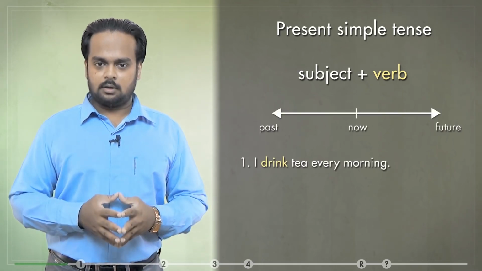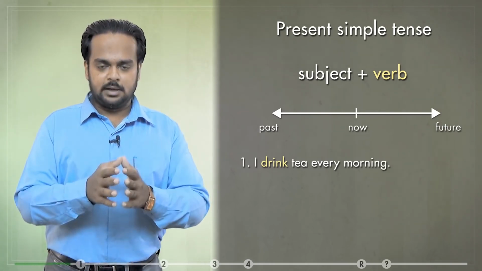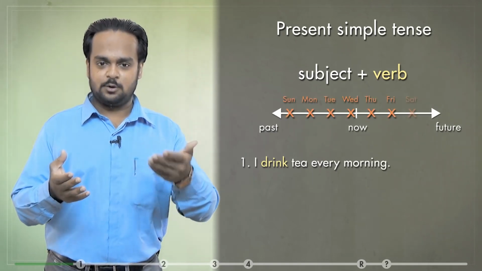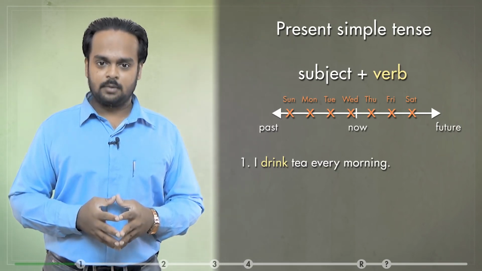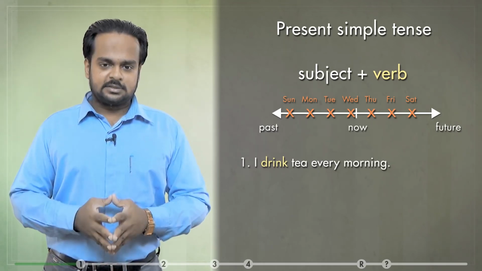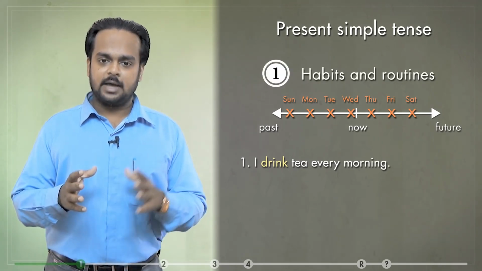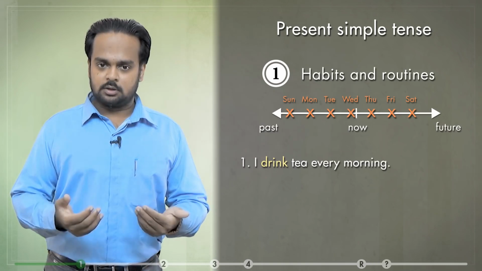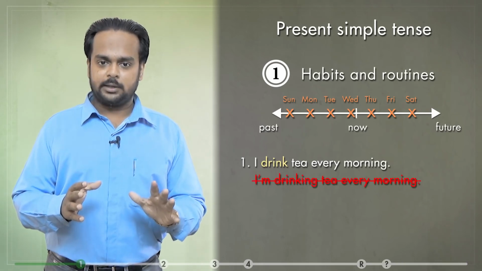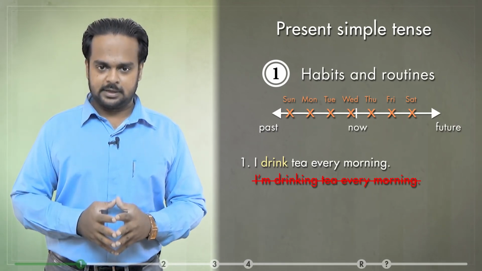Now you see a timeline on the screen. Let's say that this side is the past, over on that side is the future, and in the middle is right now. So you know that I drink tea on Sunday, Monday, Tuesday, Wednesday, Thursday, Friday, Saturday, and so on. So you can see that it repeats. So this is a habit. And this sentence shows us the first use of the present simple tense. That is to talk about habits and routines, things that we do regularly or repeatedly. Now, it would be wrong to say, I'm drinking tea every morning, because this is a habit. And for habits, you must use the present simple tense.